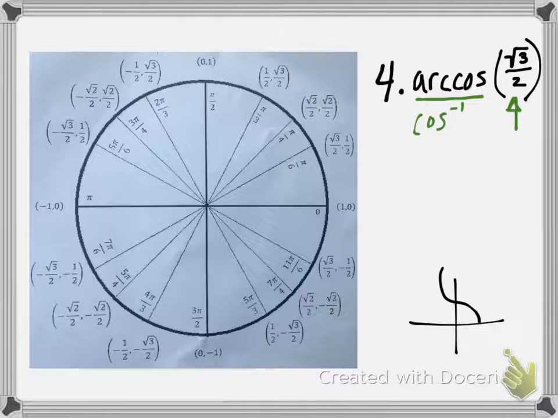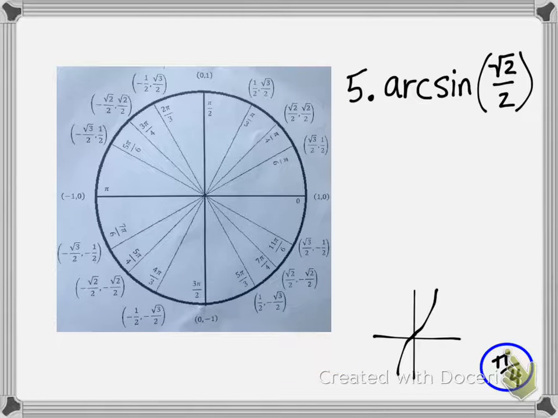Now, actually, we can go on the outside and just kind of go up. It's right there. Because we see the cosine value, which is x, ta-da, is the square root of 3 over 2. And our answer is going to be pi over 6. Easy peasy. Arc sine, this is going to be pi over 4.